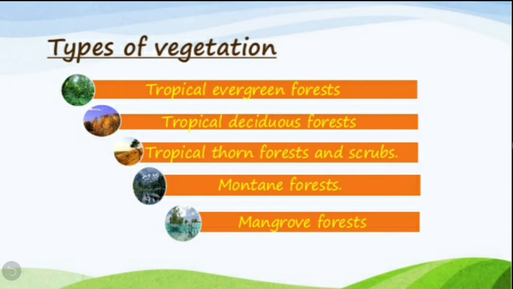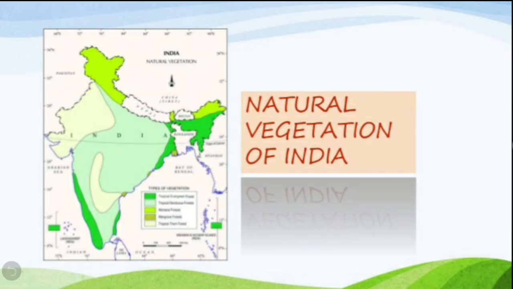So, first of all, let's have a quick look at the 5 different types of vegetation. First, tropical evergreen forests. Second, tropical deciduous forests. Third, tropical thorn forests and scrubs. Fourth, montane forests. And fifth, mangrove forests.